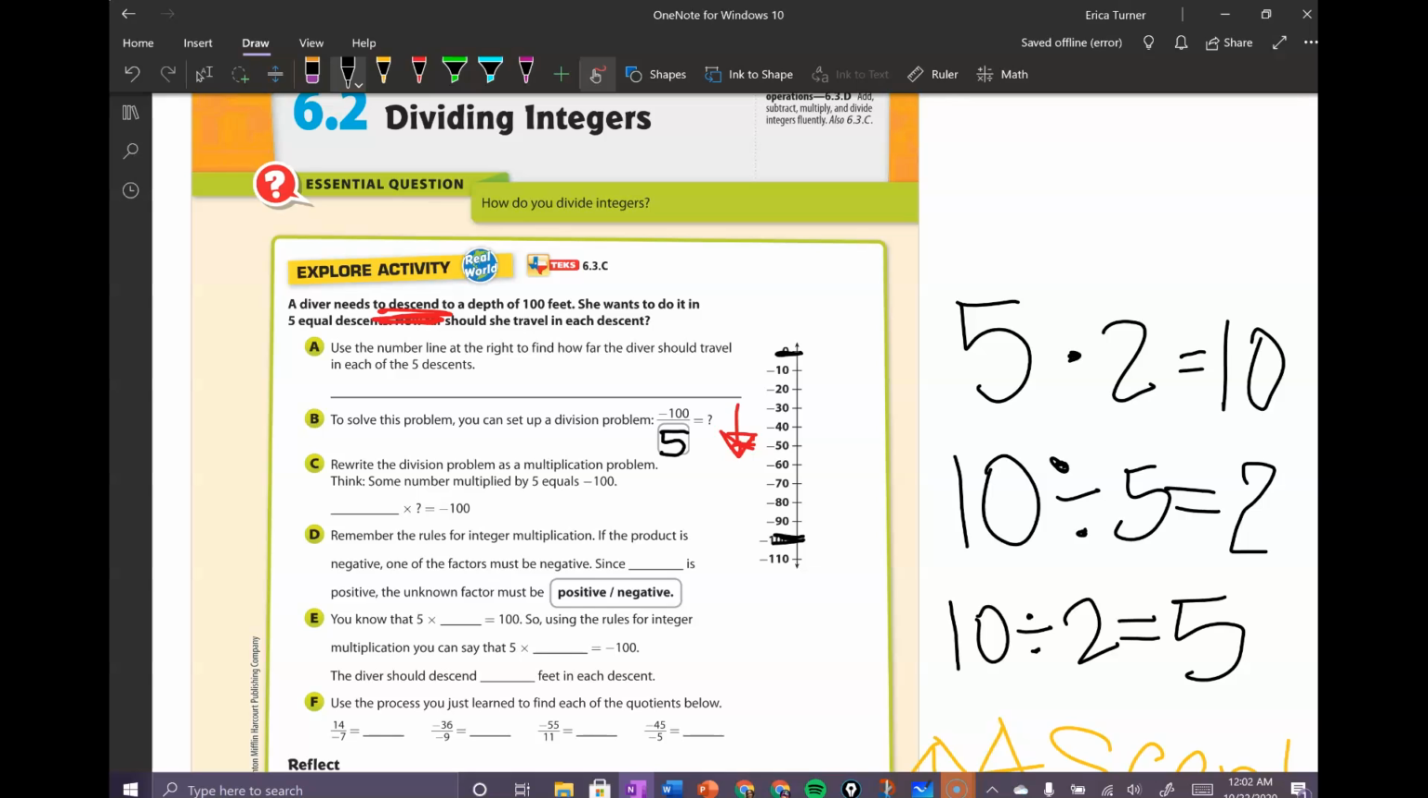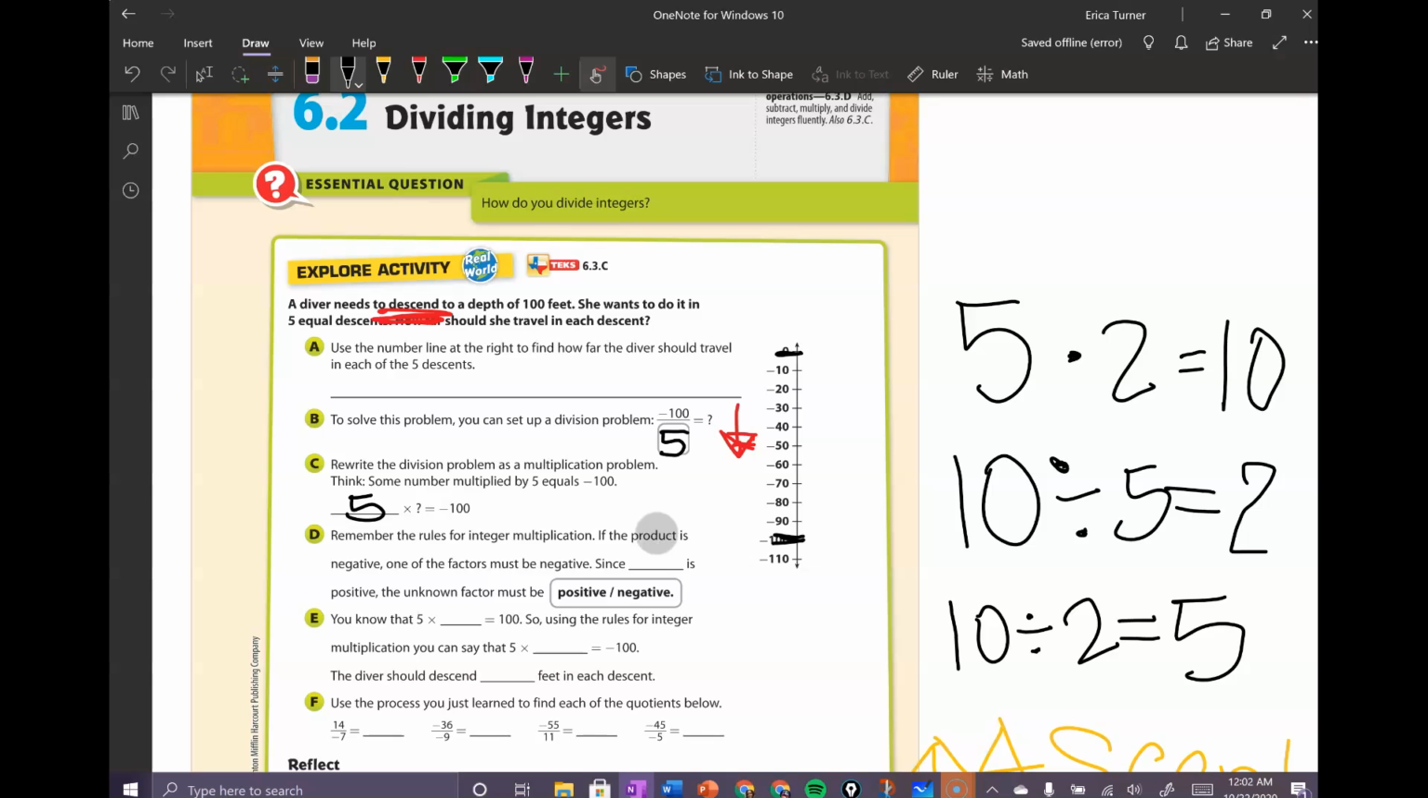Okay, descend, down. C says, rewrite the division problem as a multiplication problem. Think, some number multiplied by 5 equals negative 100. So 5 times some number equals negative 100. Well, D says remember the rules for integer multiplication. If the product is negative, one of the factors must be negative.